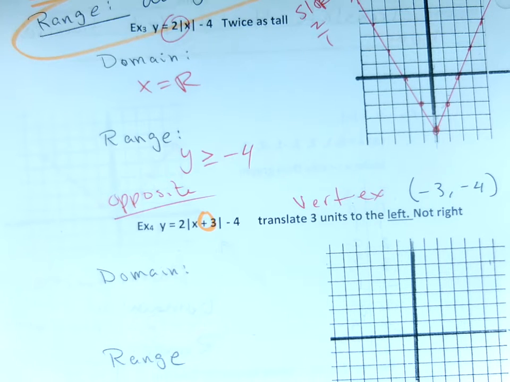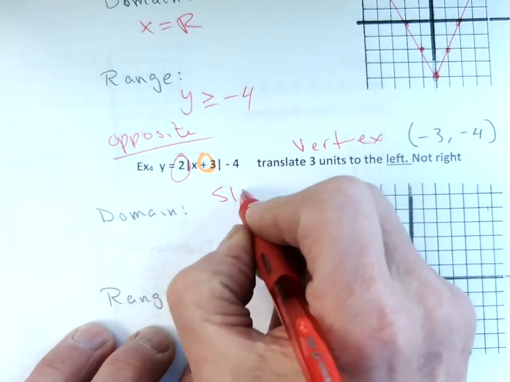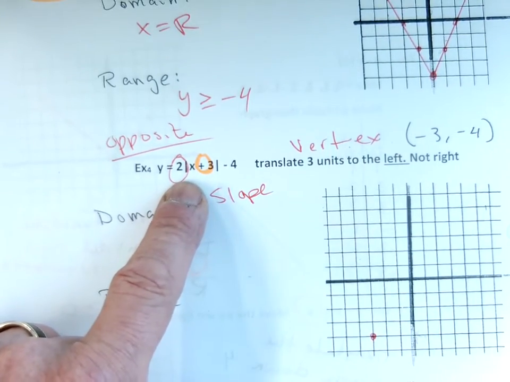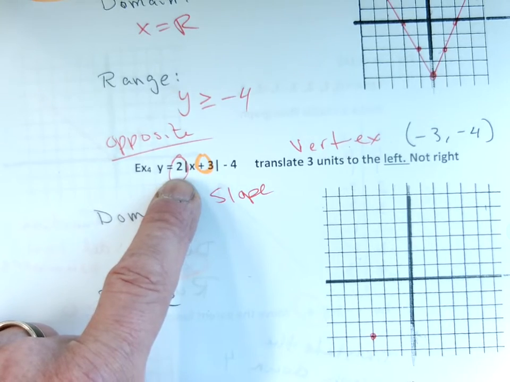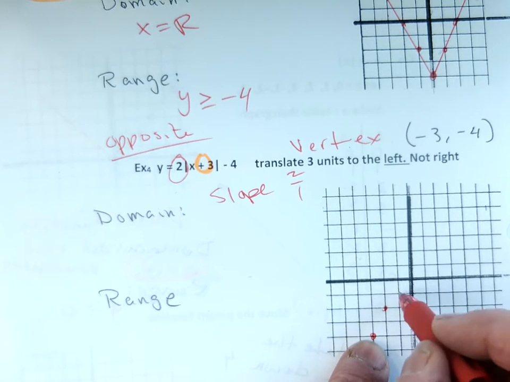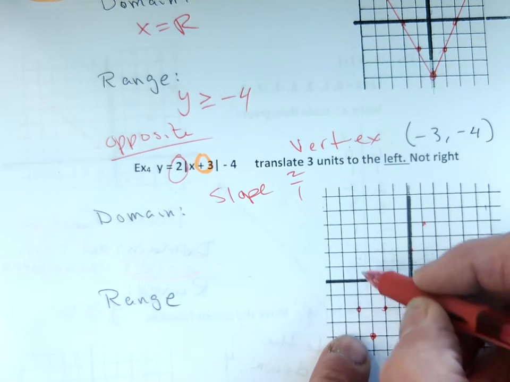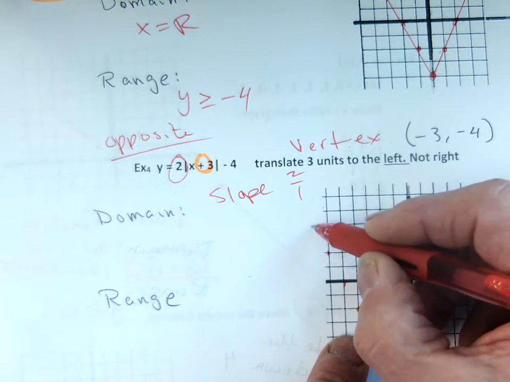So we're going to go to -3, -4. Okay, so we find our vertex, right? So let's find our vertex. -3, -4. What's our slope? 2/1. So from my vertex, I'm going to go up 2/1, up 2/1, up 2/1, up 2/1, and of course, it's an absolute value. So on the other side, those values have to go up.